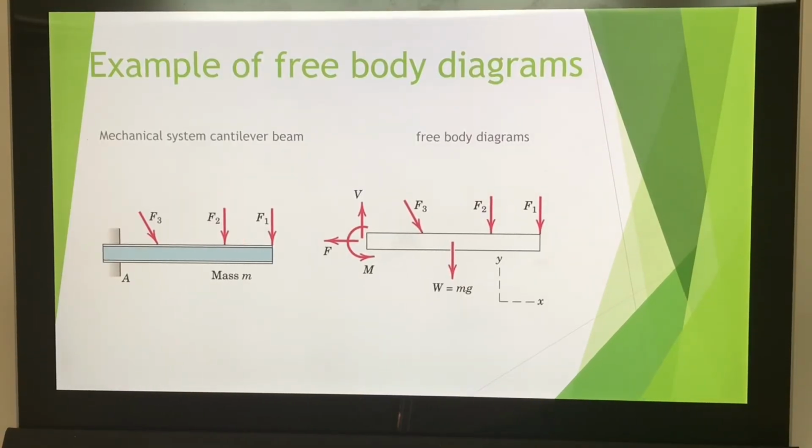Example of a free body diagram. Mechanical system of a cantilever beam. As we see here, we have a fixed support. If we want to draw the free body diagram, we take the fixed support in the x-axis and the y-axis and take the moment around it. Additionally, draw all the forces. Also draw the W, which means m multiplied by g.